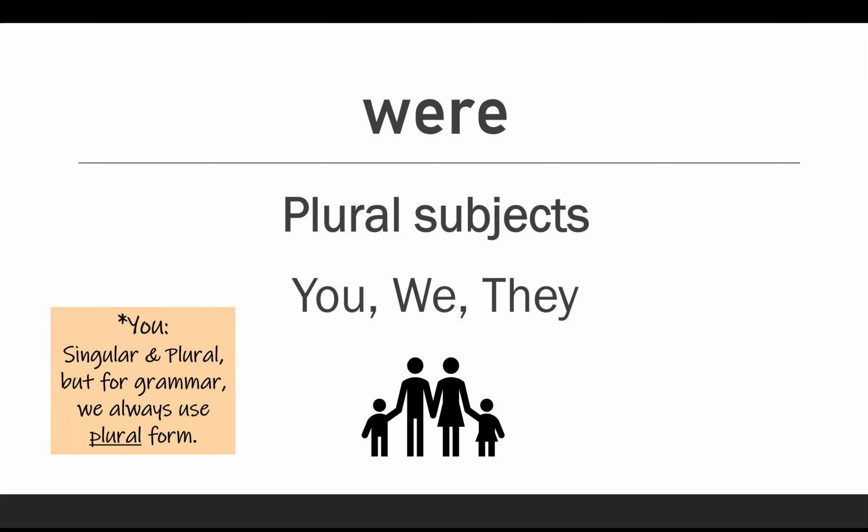So one thing to remember about you is it's kind of a special subject. We call it the second person, and it is for singular and plural. So I can talk to one friend and say, how are you? And at the same time, talk to three friends and say, how are you? It's the same thing in English. Okay? When we do grammar, we always use the plural form of the verb. Okay, so make sure you remember that, right? Because it is a little different from other languages.